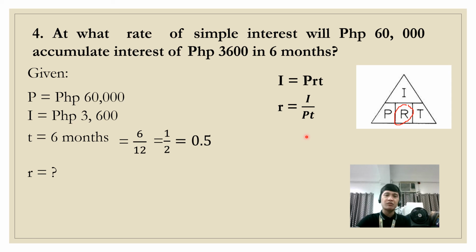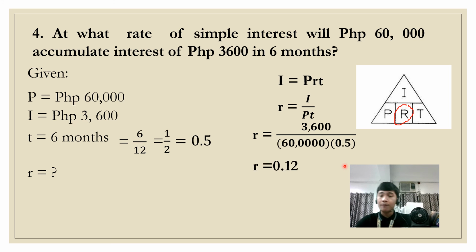Ayan. Now, substituting our given in our formula, we have R equals 3,600 all over 60,000 as our value for the P multiplied to 0.5. Okay, so calculating this further, you may use your calculator for you to get the exact value nung hinahanap natin. Our rate is equal to 0.12.